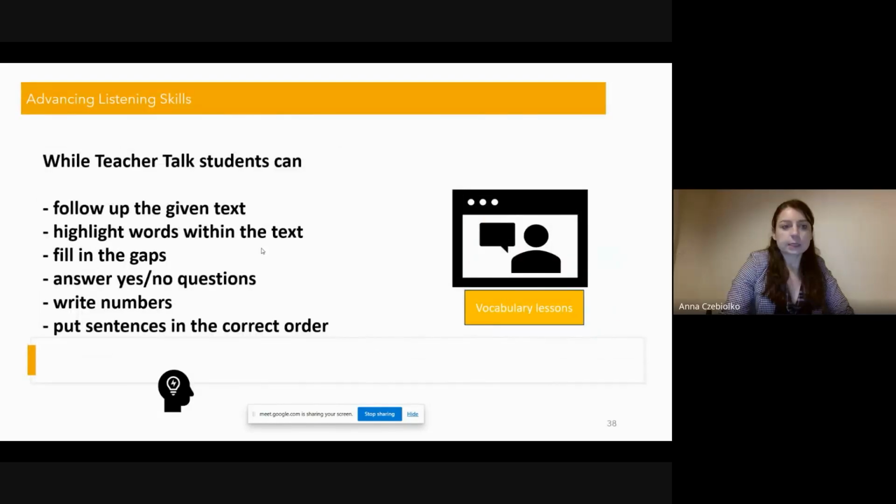Advancing listening skills. So what can we do while the teacher talks? While the teacher talks, students can follow the given text, highlight words within the text. So that could be a task. So for example, a teacher has a presentation and the task for the students is to highlight the specific word that is mentioned. Fill in the gaps, obviously, answer yes, no questions, write numbers that were mentioned, put sentences in the correct order. That might be also a fun activity.